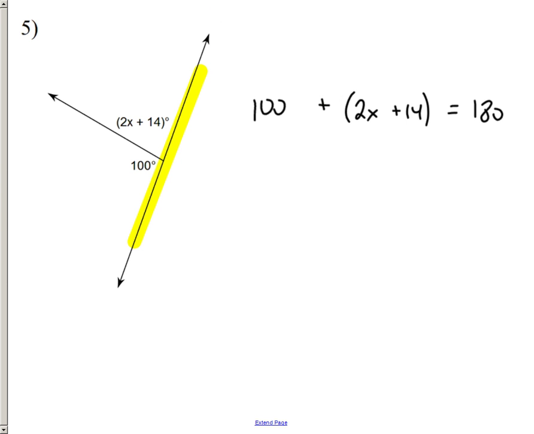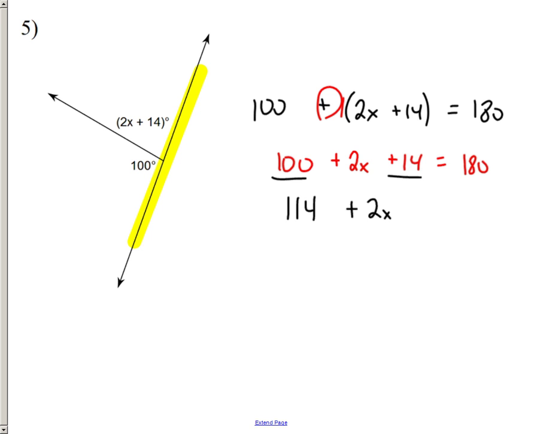When we add, that's the same as if there was a plus 1 there, where 1 times 2 is positive 2x, and 1 times positive 14 is positive 14. So basically, there was no reason to actually write the parentheses around this one where we use that plus sign. If it was a minus sign, that would be different. But since it's a plus sign right here, we don't care. Basically, it's as if we wrote it without the parentheses, and it's because the distribution got rid of them without any changes. So 100 plus the 14 are like terms, so we need to go ahead and combine them. And now we just go and solve 114 plus 2x equals 180.